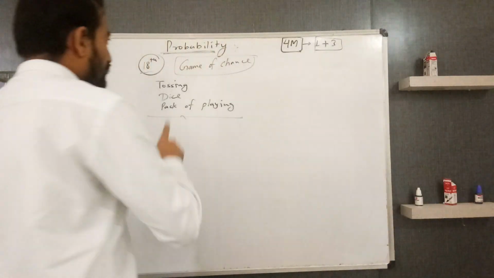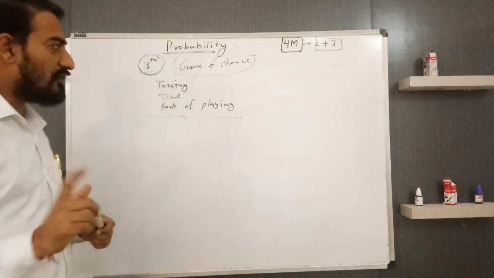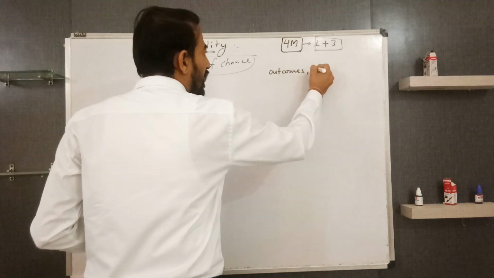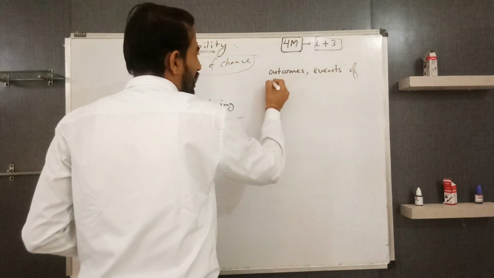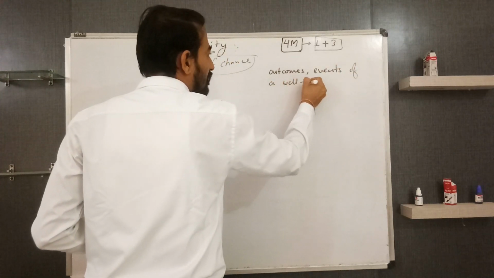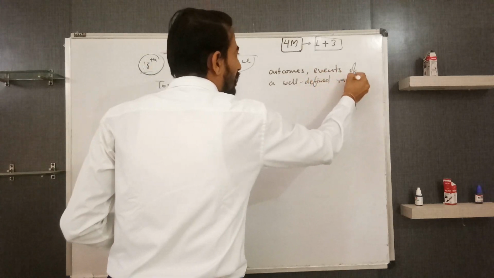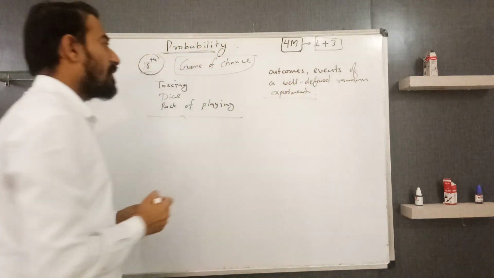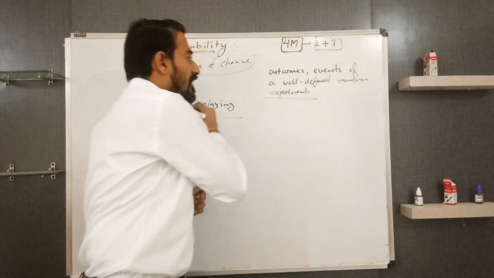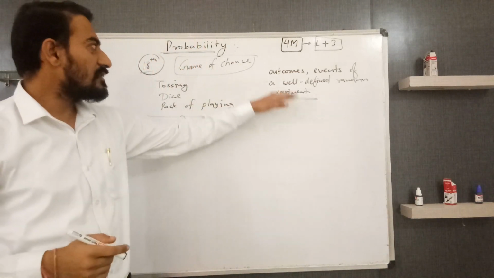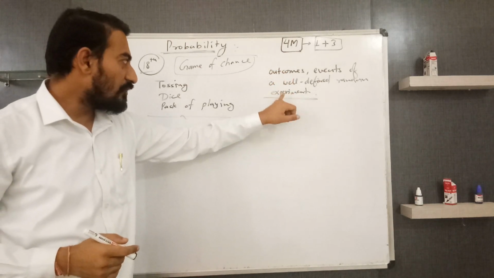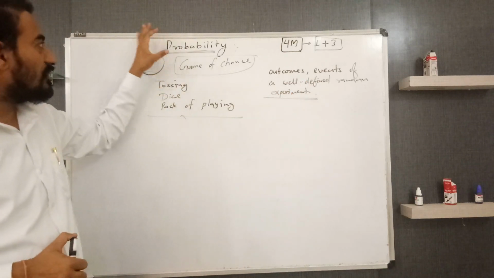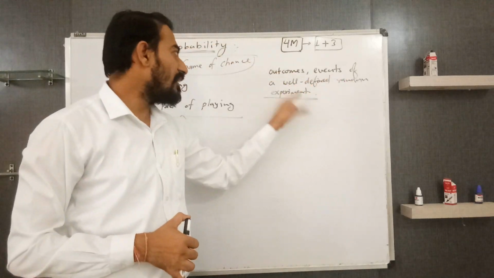Now, to understand the theory of probability, we have to deal with outcomes, events of a well-defined random experiment. See, what is an experiment? An experiment is an operation to produce some outcomes, and the process of that experiment should be well defined. And to understand the concept of probability, we have to follow random experiments.